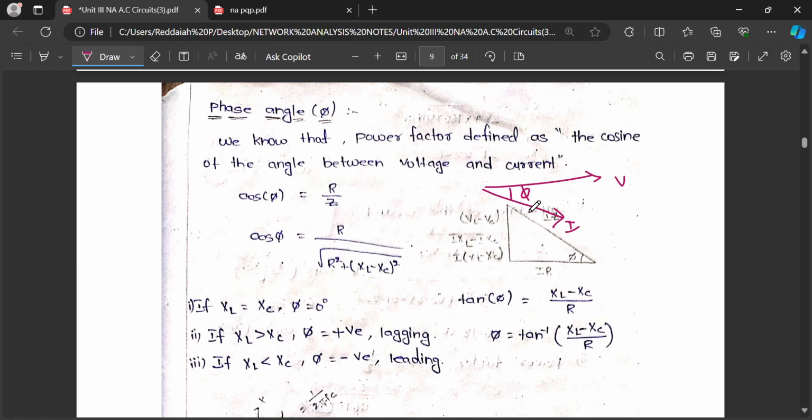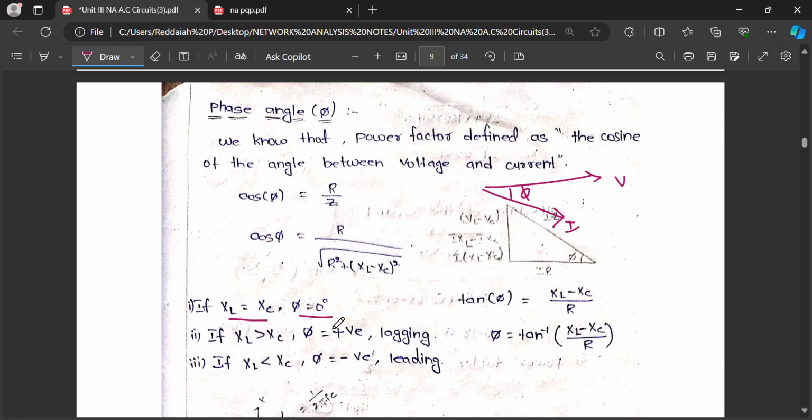Phase angle is defined as the angle between the voltage and current vectors. Cosine of that phase angle is called power factor. Remember this: cosine of the angle between voltage and current is the power factor. If you apply cos to this phase angle, you will get the power factor.